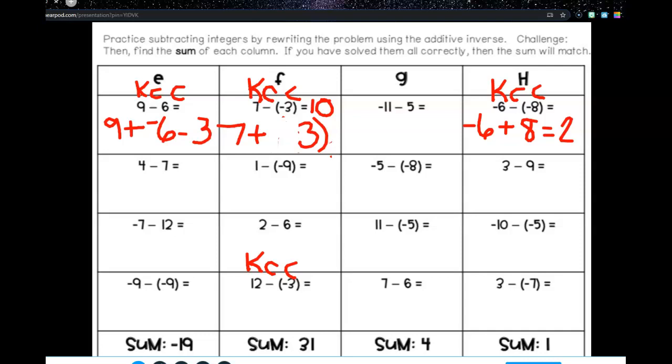All right, so let me see how y'all are doing. Okay, Malachi, you got that. I did both on my paper and the Good pod. Yeah. Okay, Michaela. Michaela, did you forget to change the sign of the second number?